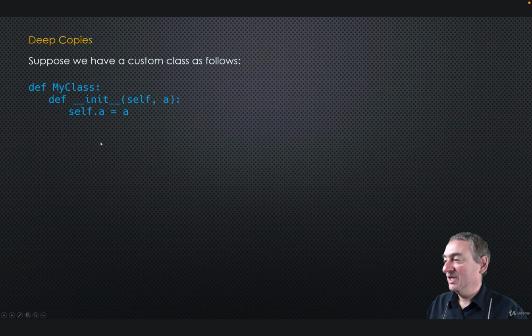For the deep copies, I just want to show you an example. So we have a custom class, and we create an init method that takes in a single argument, some object A, which may be mutable, may be immutable, and it just assigns it to a property. So now the question is, can we still do a deep copy of this object?